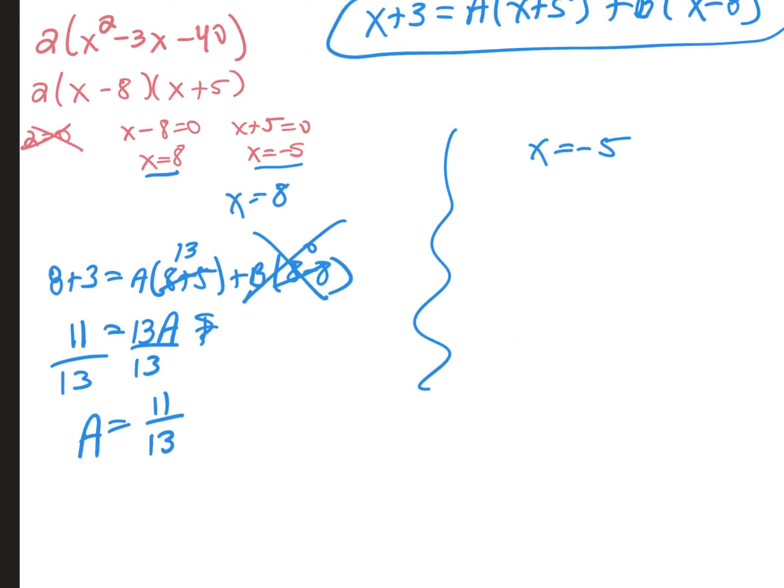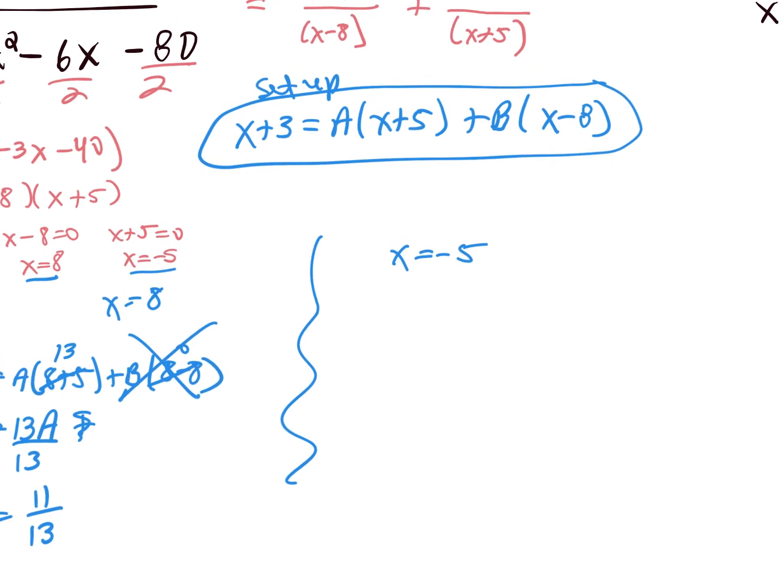Now, same thing, we're going to evaluate using x equals negative 5. So I have negative 5 plus 3 equals a times negative 5 plus 5 plus b times negative 5 minus 8.